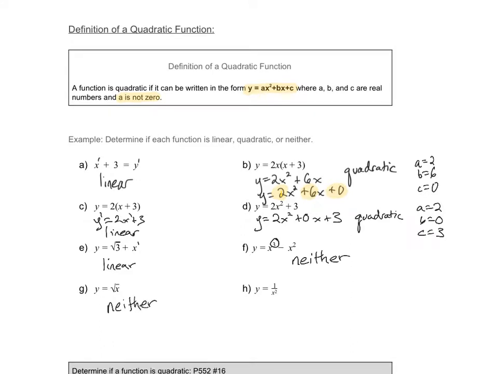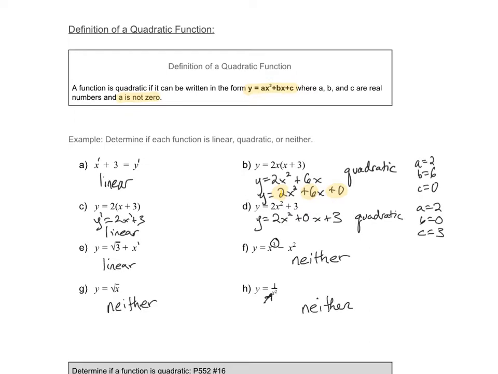And finally here we have x squared, but do you see how it's down in the denominator? If we study rules of exponents, this actually means that this is x to the negative 2 power, not x to the 2 power. So this again is neither.